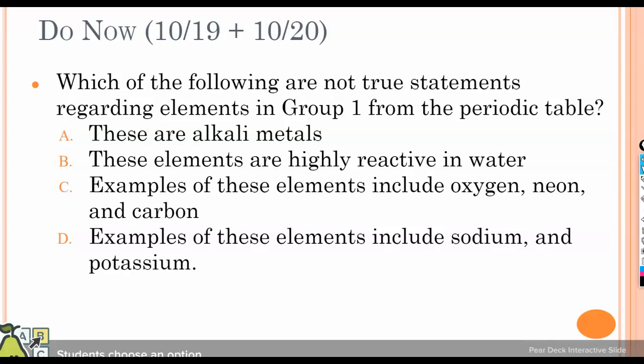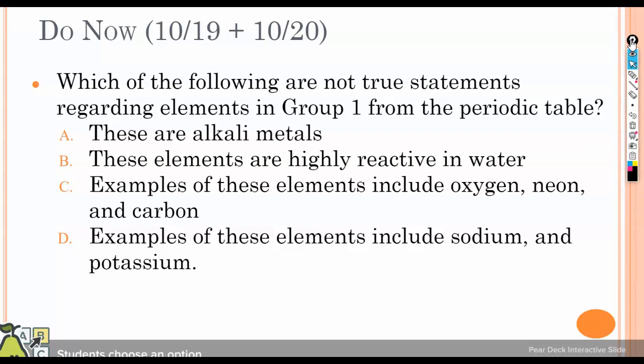Okay, and so the question says, which of the following are not true statements regarding elements in group 1 from the periodic table? Okay, and the answer choices are A, these are alkali metals, B, these elements are highly reactive in water, C, examples of these elements include oxygen, neon, and carbon, or D, examples of these elements include sodium and potassium. Okay, so try to answer that question now using your notes from 3.2.